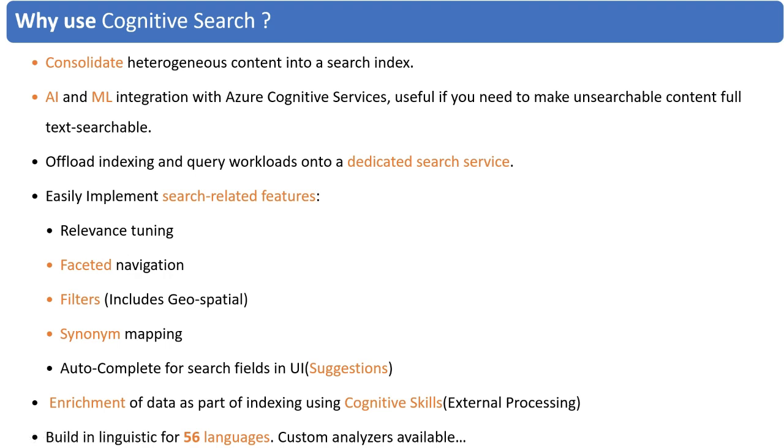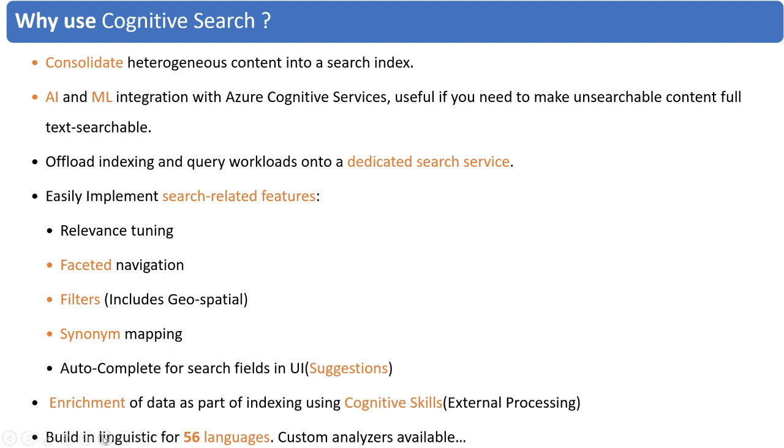You can filter your results including geospatial filters. You can have synonym mapping. For example, if you have street addresses, there are a lot of acronyms that people use while storing your addresses, so you can have those synonyms mapped to each field in your index. And of course you get auto suggestion or auto complete feature for your UI. You can enrich your data.